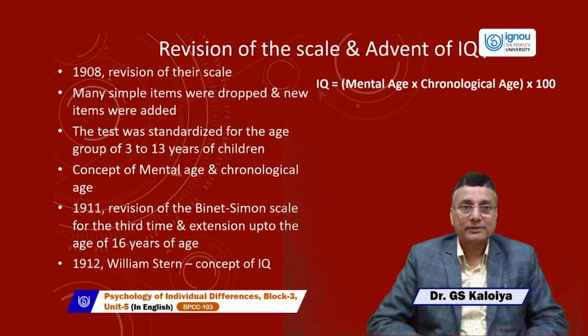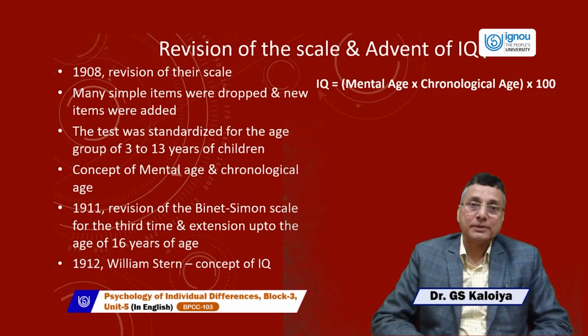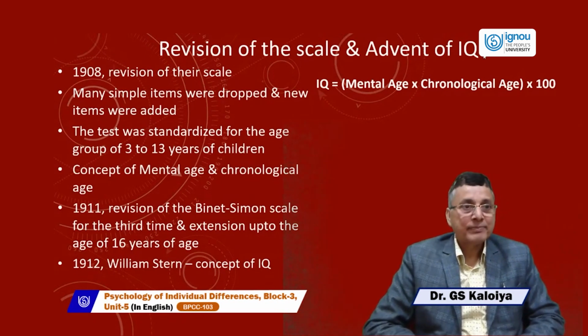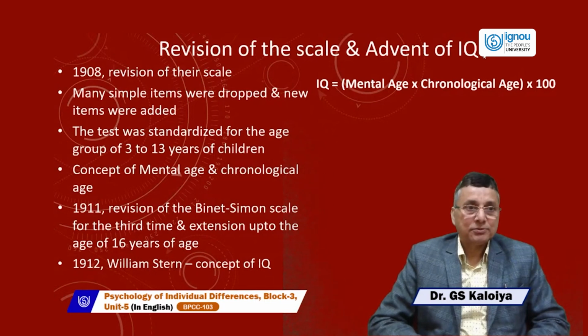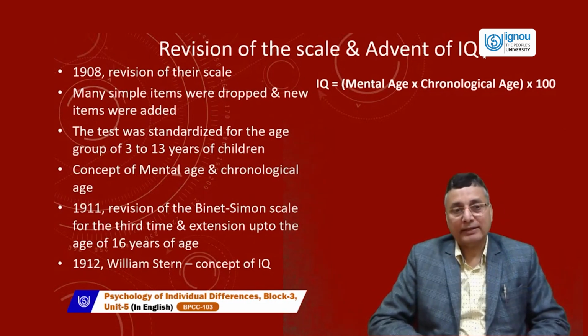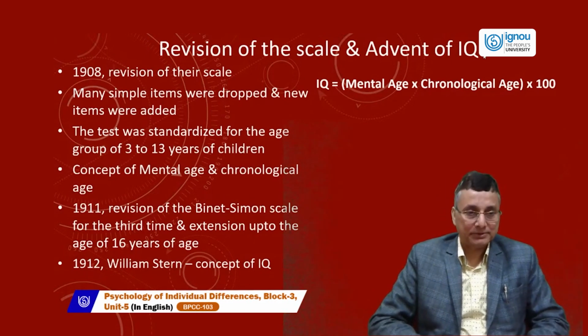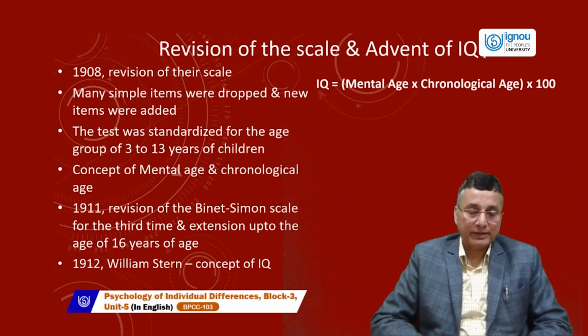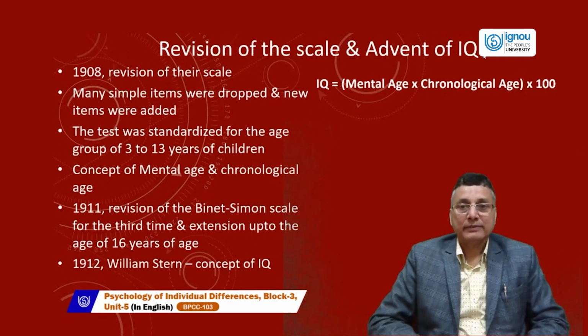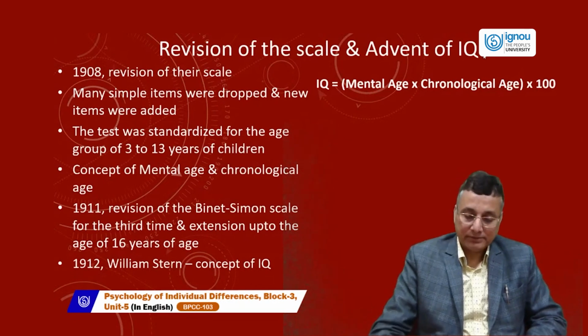In 1908, there was a revision of their scale by Binet and Simon, and many simple items were dropped and new items were added. The test was standardized for the age group of 3 to 13 years. Then the concepts of mental age and chronological age were introduced. In 1911, the Binet-Simon scale was revised for the third time and extended up to the age of 16 years. And in 1912, William Stern gave the concept of IQ. IQ is equivalent to mental age divided by chronological age into 100.